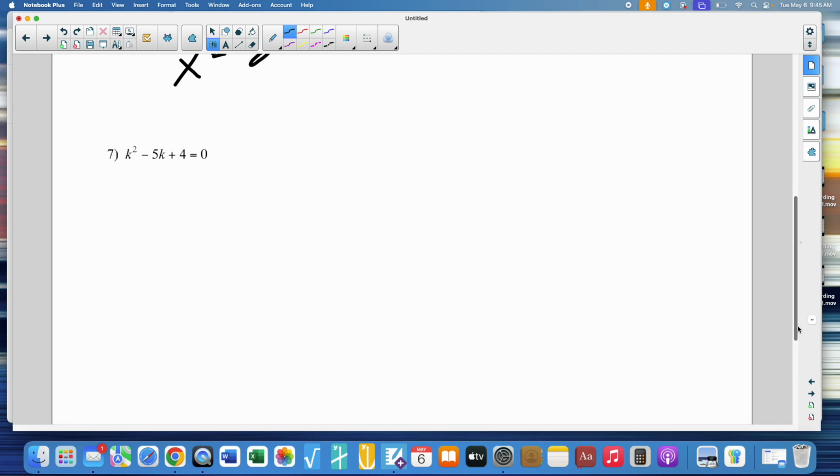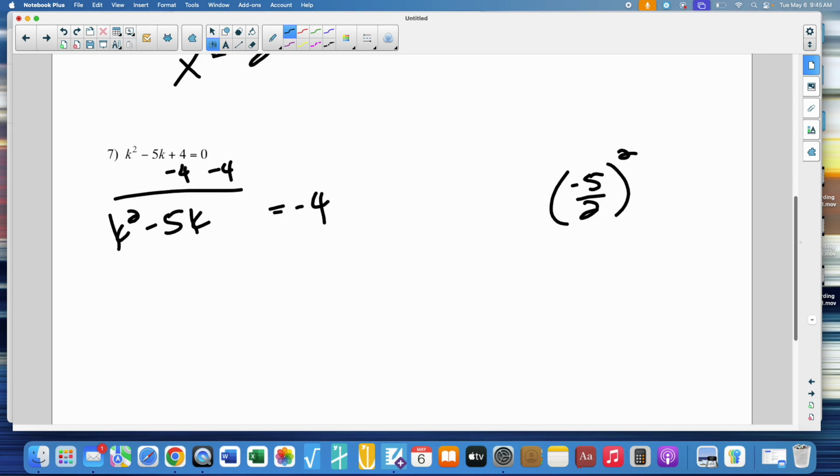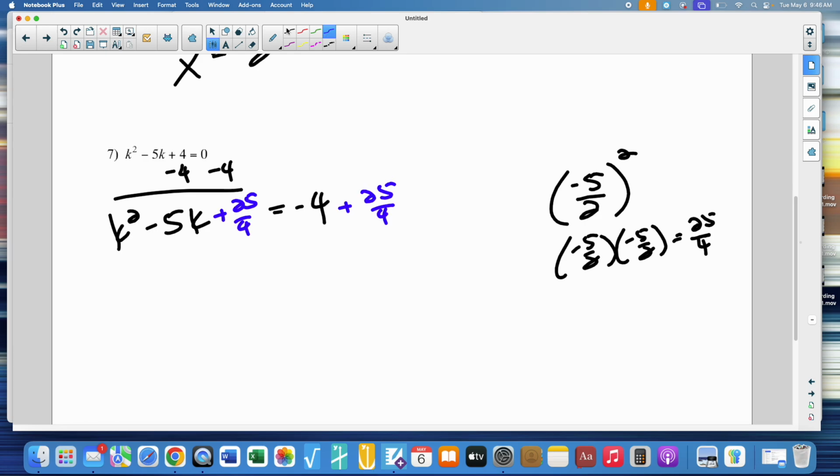Number 7, we got to move that constant first. K squared minus 5k equals negative 4. This one's more challenging. Take your b value, which is negative 5, and you might want to write it on the side. Take your b value, divide it by 2, and square it. So that's negative 5 over 2 times negative 5 over 2, which is 25 fourths. So we're going to add 25 fourths to both sides.